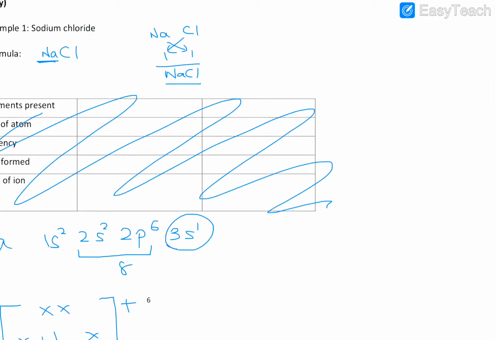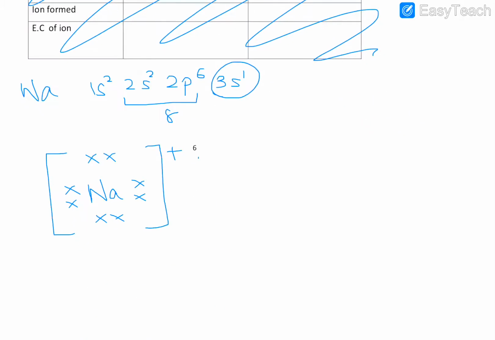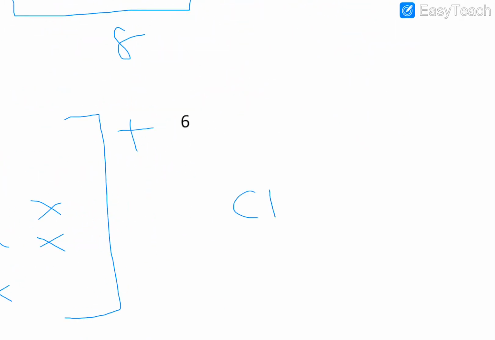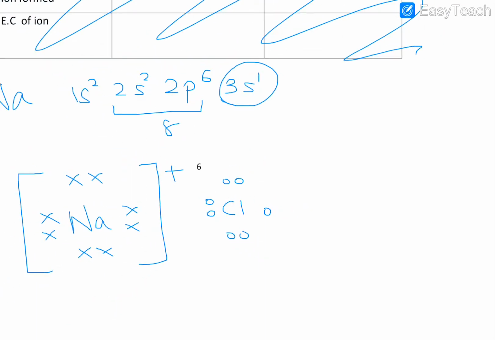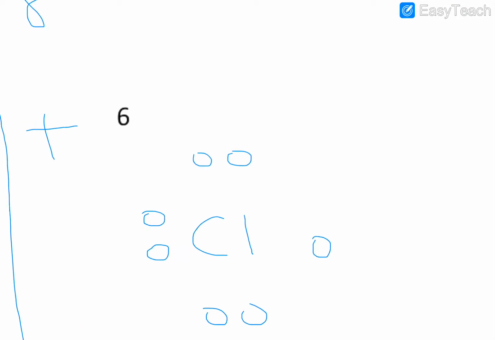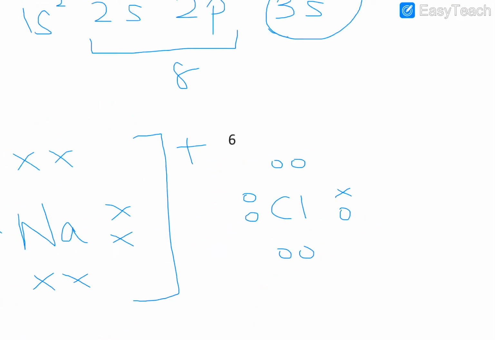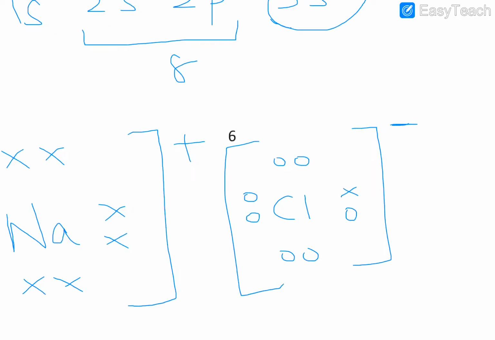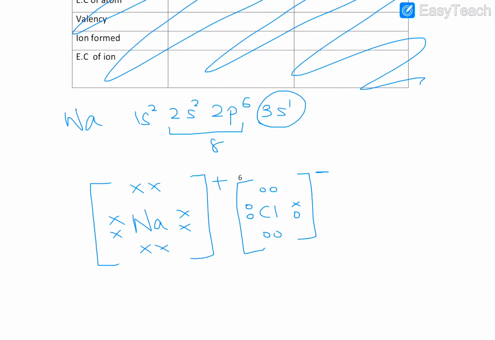And chlorine, because it is in group 7, will already have 7 electrons, but it will gain 1 electron from the sodium. So chlorine, Cl, already has 7 electrons. So I will draw the 7 electrons of chlorine. And chlorine is going to gain 1 electron from sodium. So it gets that 1 cross, and we'll have charge minus. So here I have the dot and cross diagram for sodium chloride.